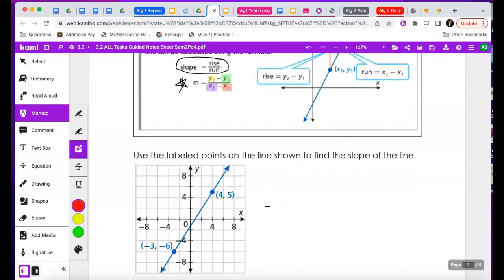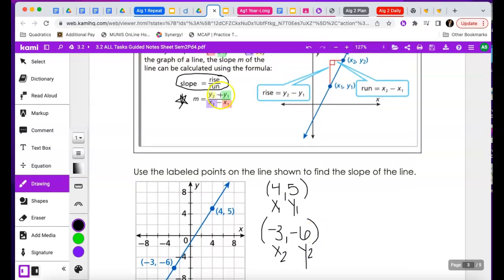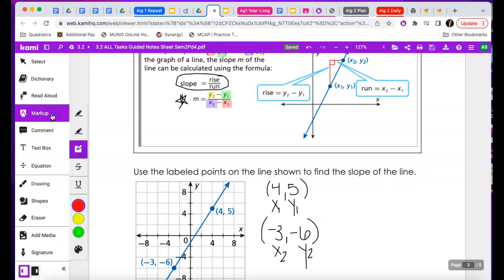So use the labeled points on the line to show the slope of the line. So what I want to do, I want to take the first point, so 4, 5, and label that as x1 and y1. So it's my first x value and my first y value. Then I have the second coordinate, -3, -6. And I'll label this as my second x value, so x2, and my second y value, y2.